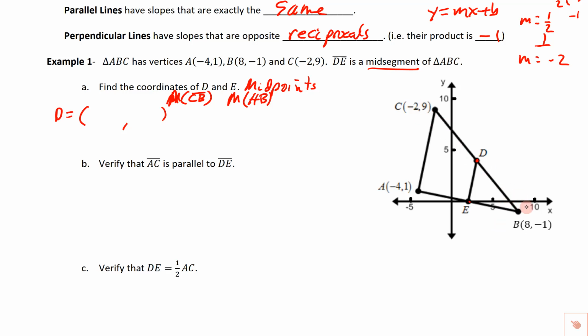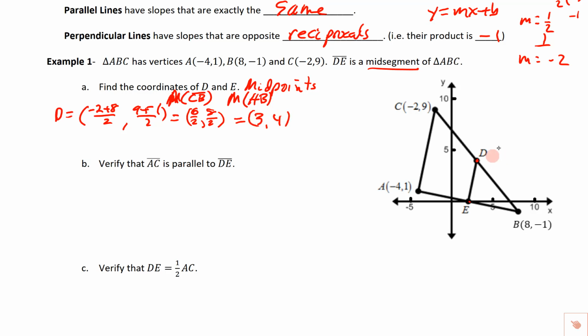So we're going to add the x coordinates together. So that's going to be -2 plus 8 divided by 2, and 9 plus -1, or just -1, over 2. So this is going to be 6 over 2 and 8 over 2. So I got 3, 4. Is that what you got?